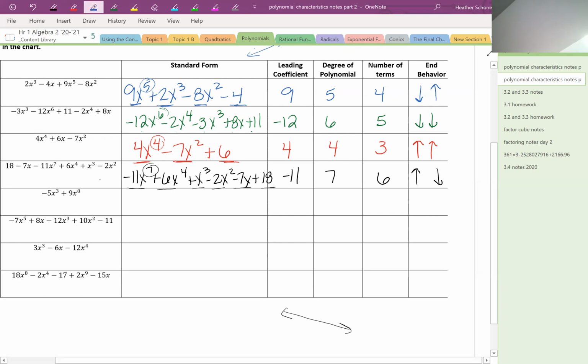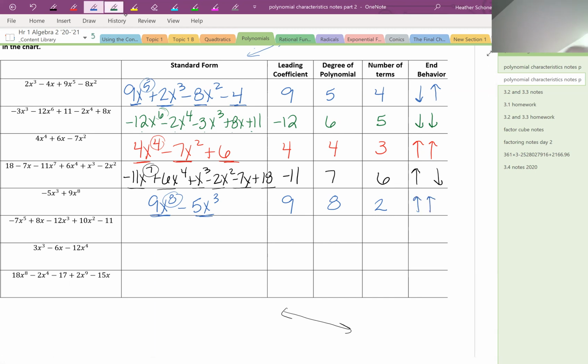On number 5, the highest one would be 9x to the 8th minus 5x cubed. The leading coefficient is the number out front, which is 9. The highest exponent is the degree, which is 8. There's 1, 2 terms. On this one, the degree is even, so they're going the same way. And because it's positive, that same way is going to be up.